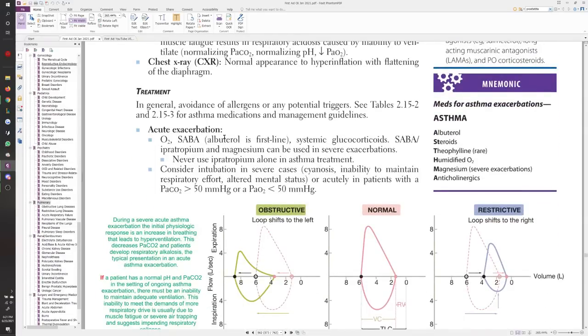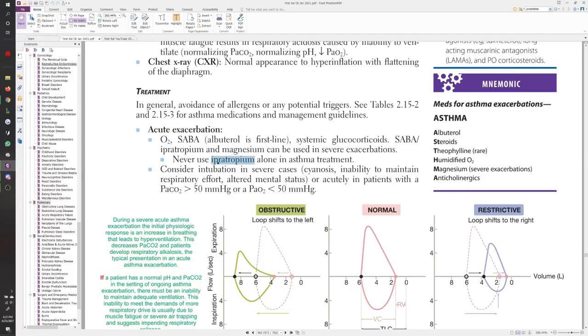Basically, though, with acute exacerbation, if the patient is in the clinic or in the hospital, you give them oxygen, of course, make sure they can breathe. Give them a short-acting beta agonist. Albuterol is first line. Systemic glucocorticoids to stop any inflammatory responses they may be having, and then short-acting beta agonist and ipratropium as well as magnesium can be used in severe exacerbations. Never use ipratropium alone. Okay, that's a wrong answer choice, right?